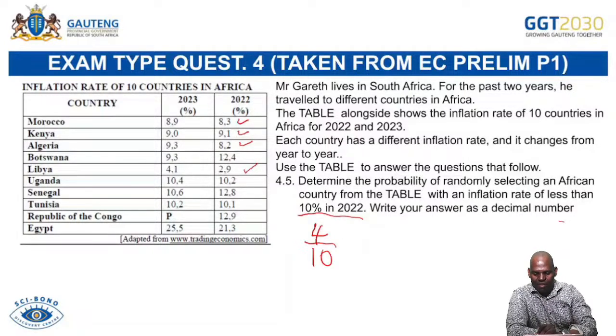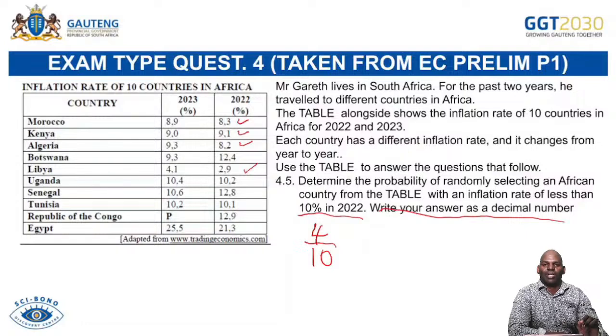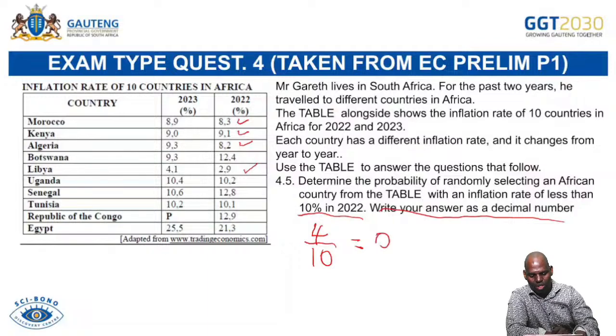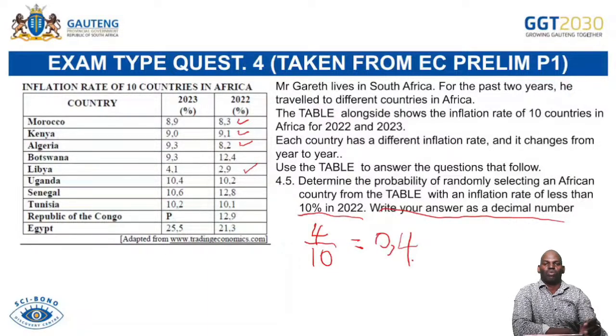But very, very important: write your answer as a decimal. The examiner wants to see if you know a decimal. So if you use a calculator and you say 4 divided by 10, this will give you 0.4.